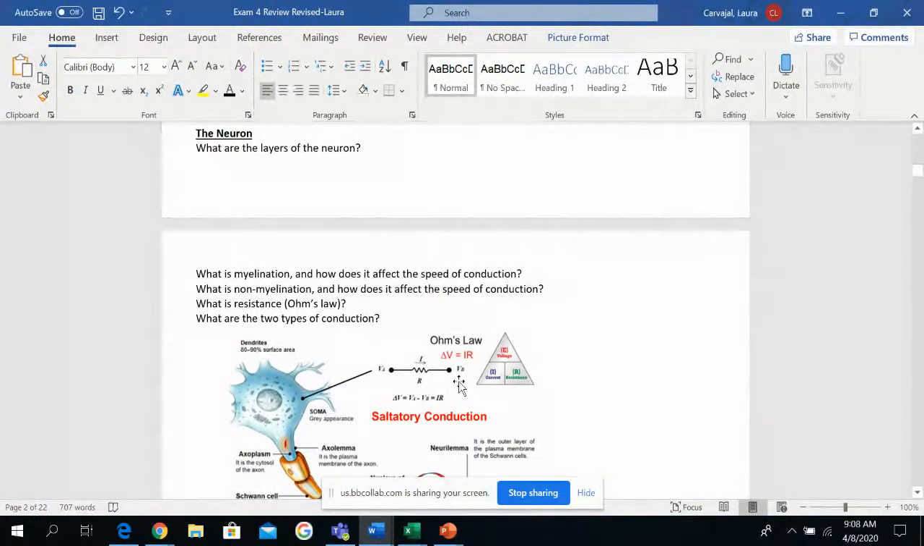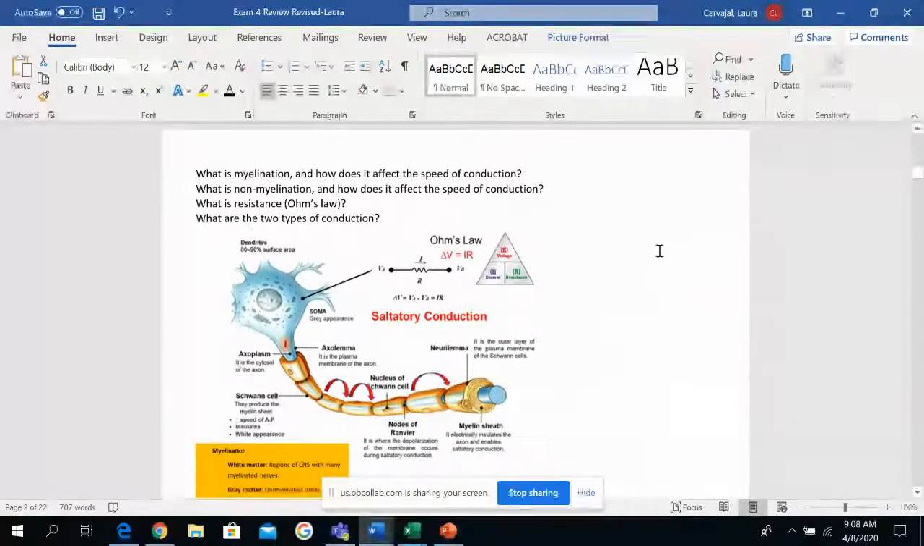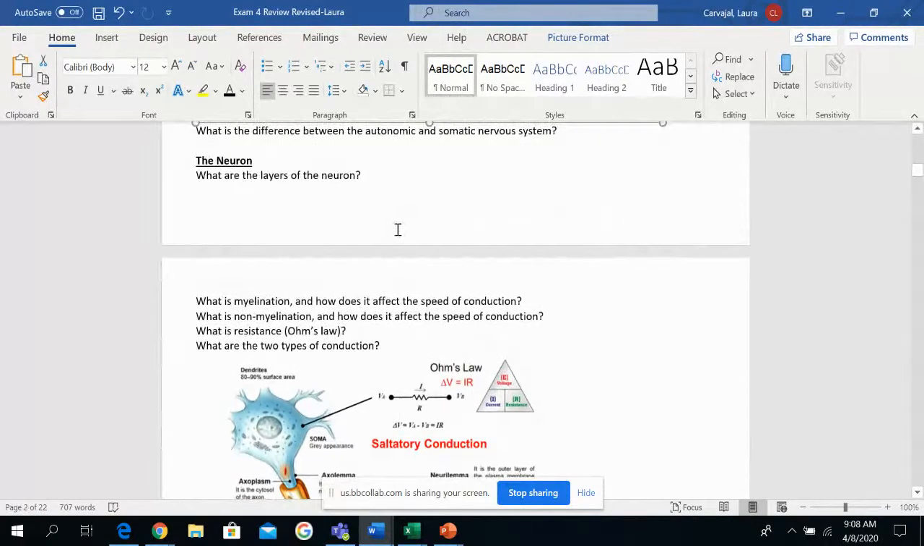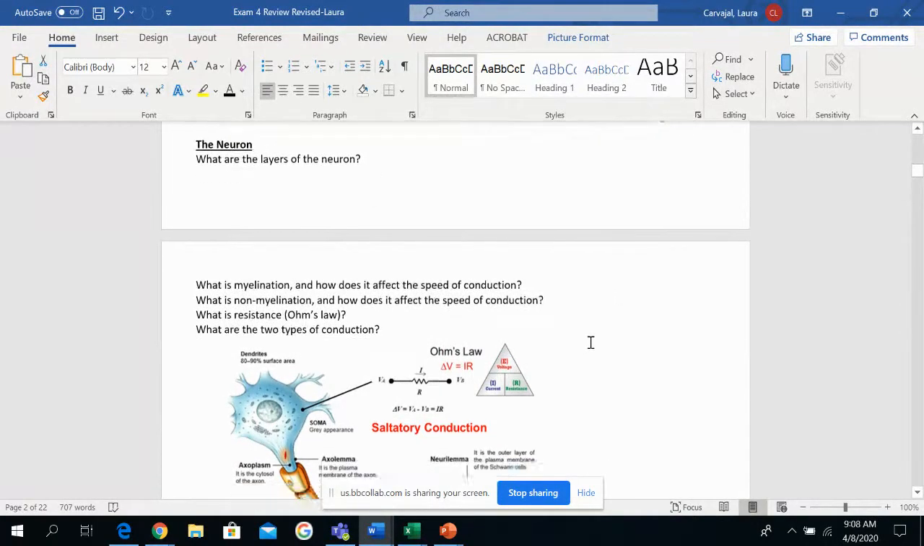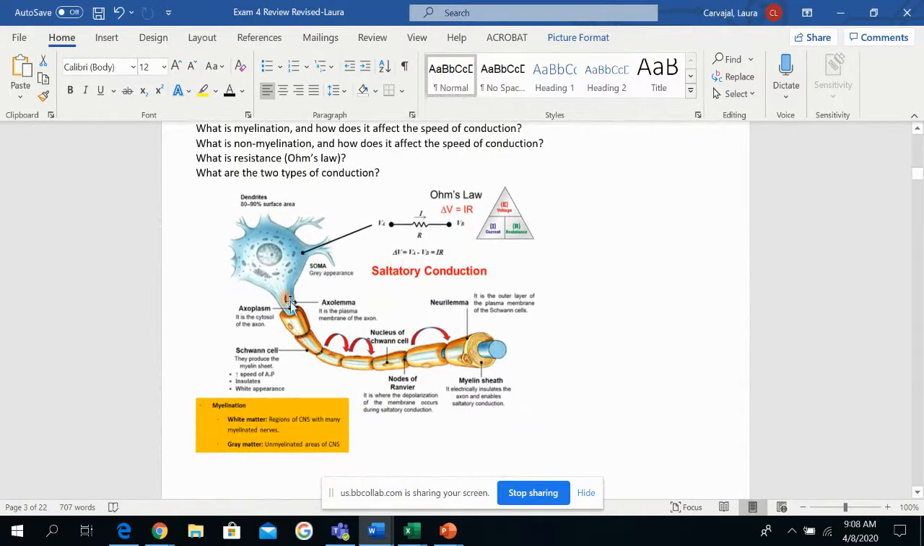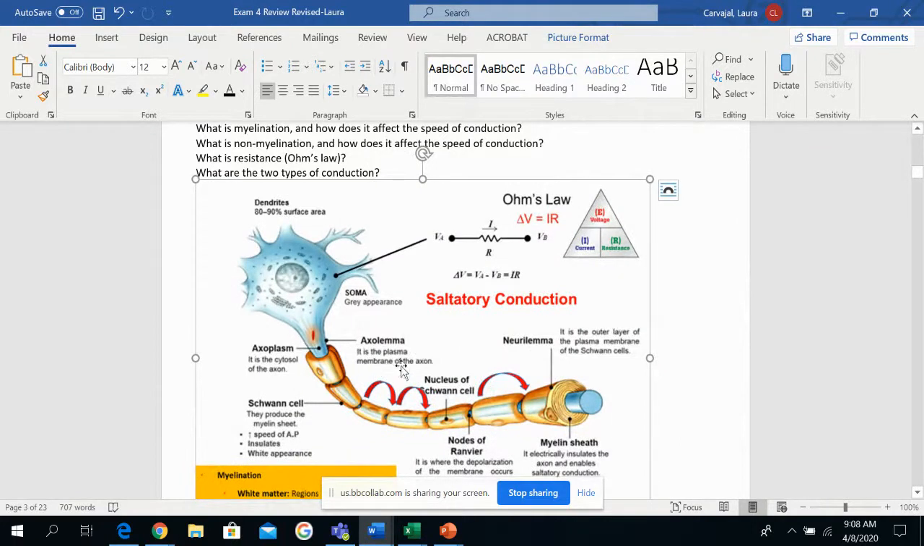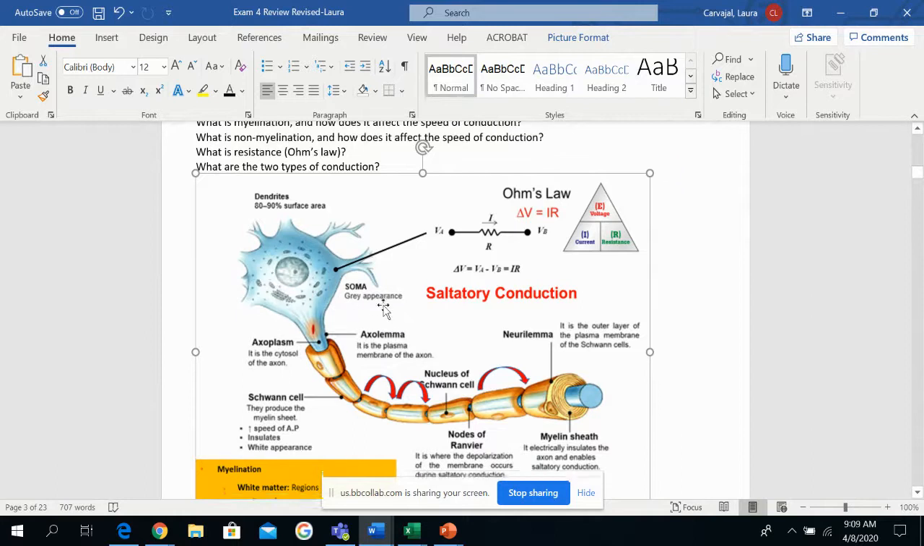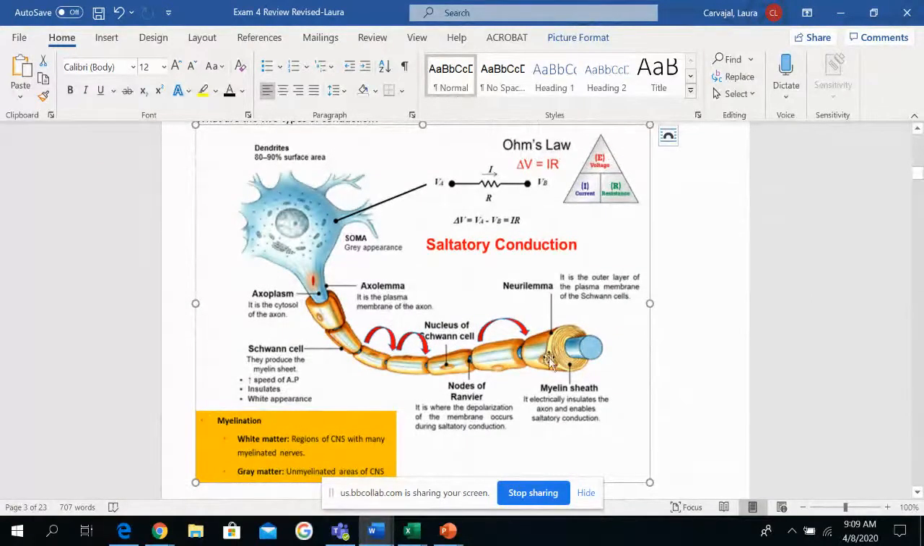What are the layers of the neuron? Okay, so the layers. This is a very general question. I'm assuming the question is basically like we have the axolemma, which is the plasma membrane of the axon. You have your cell body, the dendrites, the nissl bodies on the inside, and the nucleus. And you have the neurolemma, which is the outer layer of the plasma membrane of the Schwann cells, these big guys that basically cover the neuron.